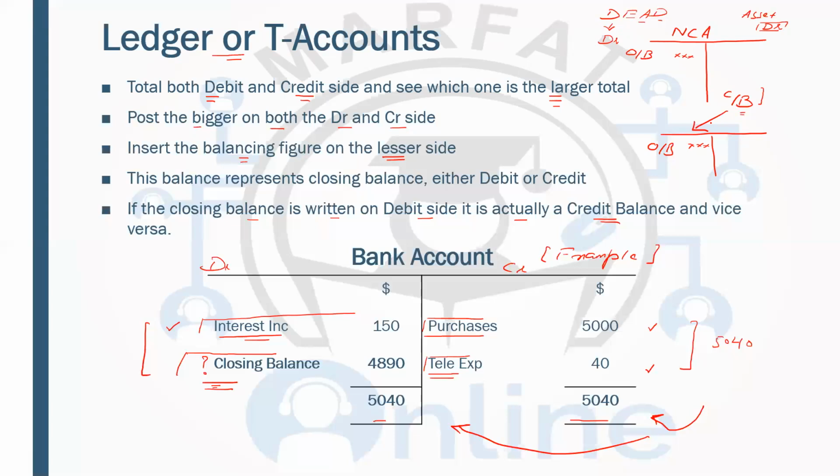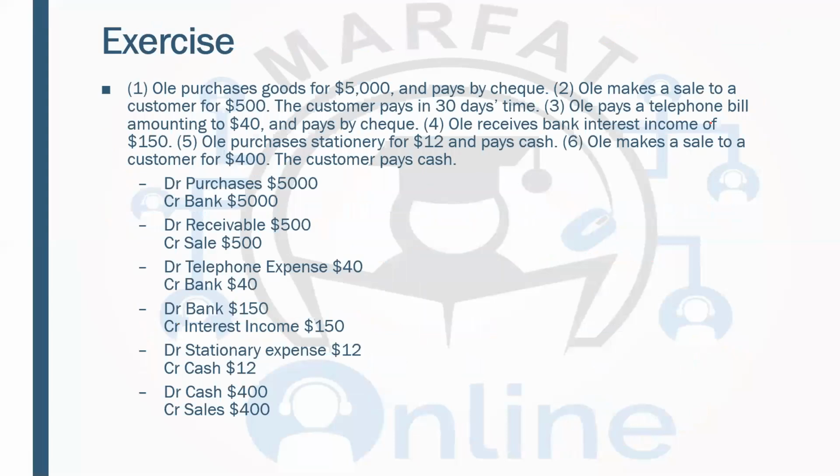So this is the thing you need to remember when you are closing your ledgers, because these closing balances will be put into the trial balance, which is the next step we are going to do in the next video. Now this was the exercise we did in the last lecture, and these are the double entries right in front of you. We can just quickly recall it.